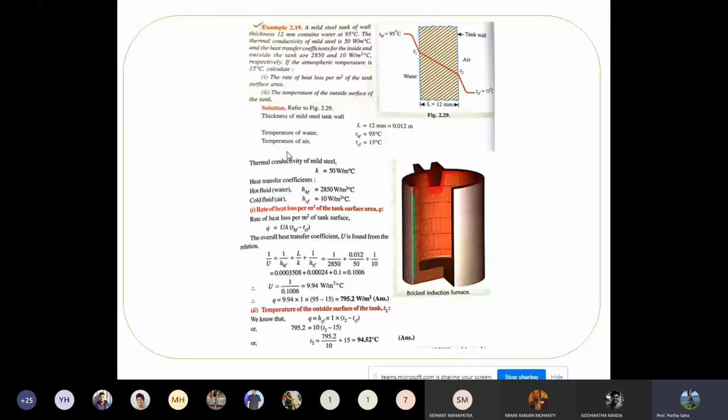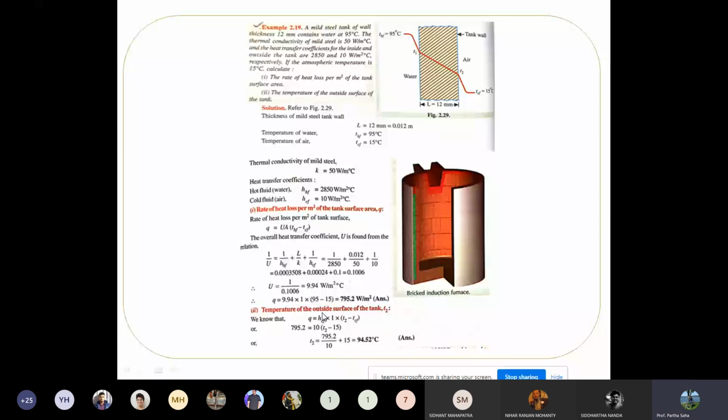We can substitute: rate of heat loss Q equal to U A delta T. See here we are writing U. U is the overall heat transfer coefficient. So the overall heat transfer coefficient can be written as 1 over U equal to a simple formula. The formula I have already shown you: 1 by U equal to 1 by Hf plus L by K plus 1 by Hcf. So you plug in these values, calculate U, and then the heat flux. Simple formula again. A is 1, so U A, and then 95 minus 15. So the overall heat flux is 795.2 watt per meter square.